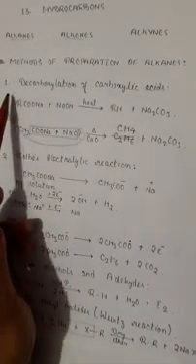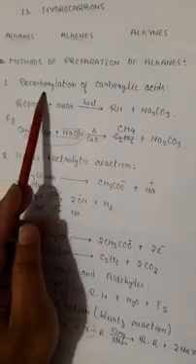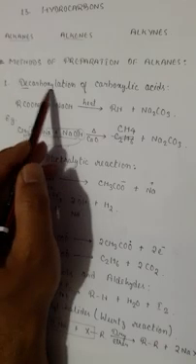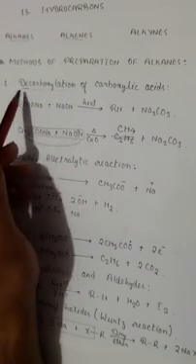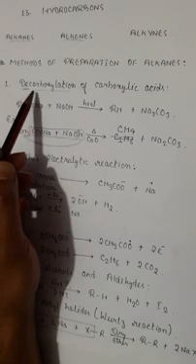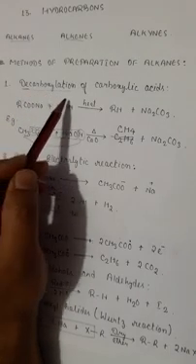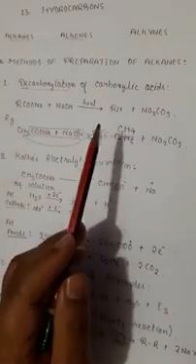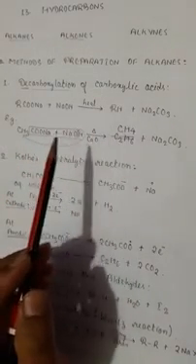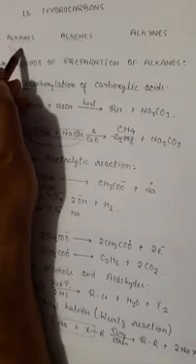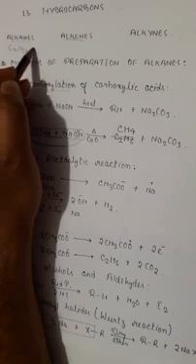The first one is by decarboxylation of carboxylic acids. So de means here removal, okay, and decarboxylation means removal of carbon dioxide. So this decarboxylation of carboxylic acids is the first method of preparation of alkene. And please remember, the general formula of alkene is CnH2n plus 2.